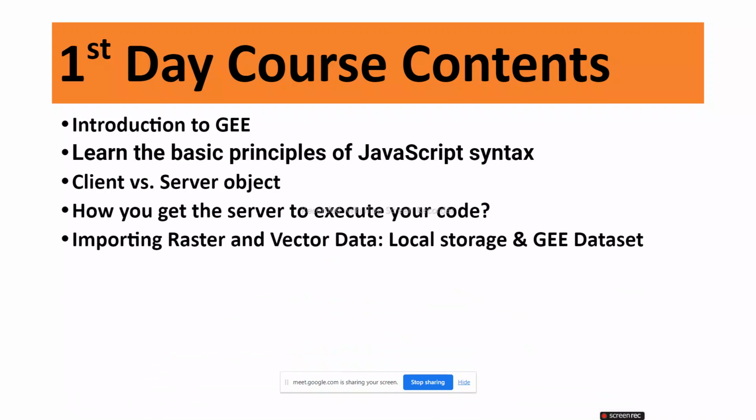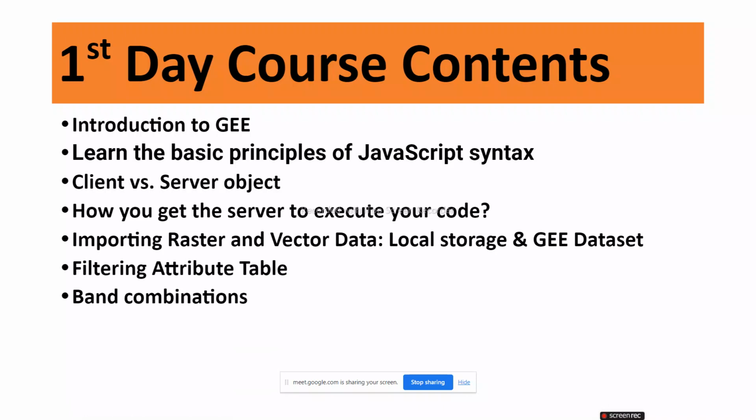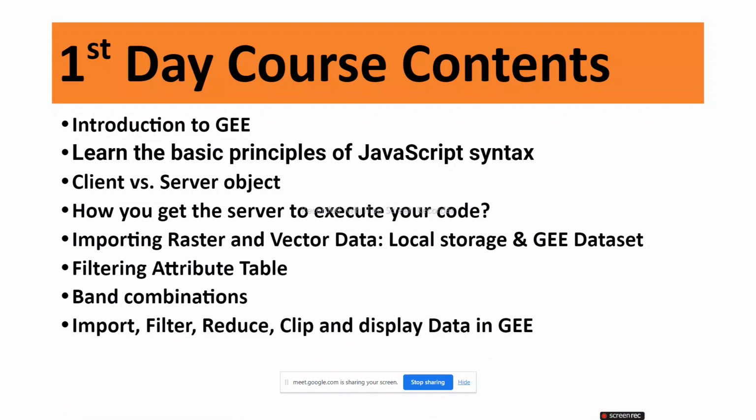Then importing raster and vector data from the local storage and the Google Earth Engine dataset, filtering the attribute table and band combination. I can easily do this, and importing, filtering, reducing, clipping, and displaying data in the Google Earth Engine platform. This data can be anything. Suppose it can be climate data, temperature data, different types of climate data we can easily get from the Google Earth Engine data catalog and use to make different types of analysis in the platform. So I hope you can easily learn all of the things, and we can go step by step.